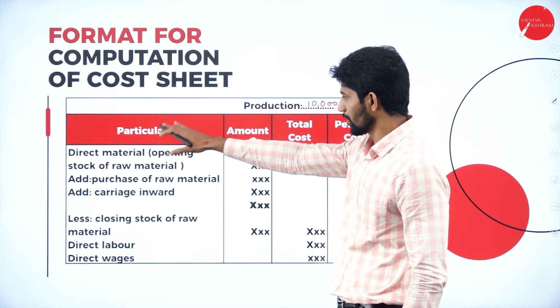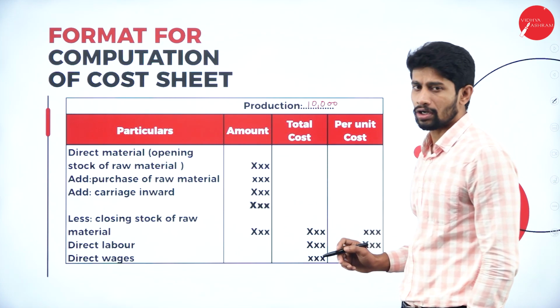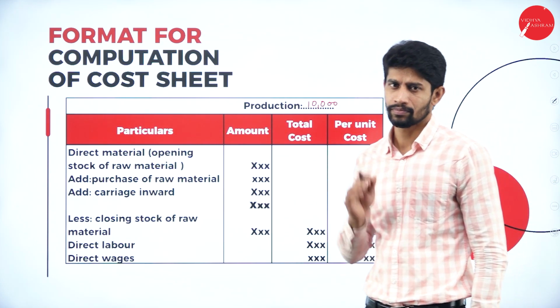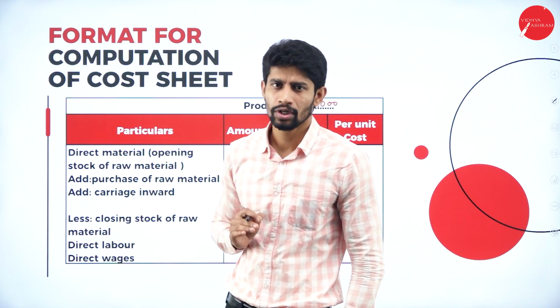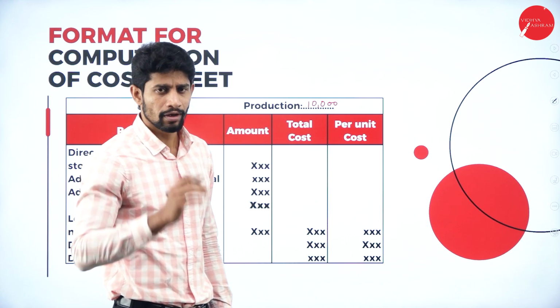Next, you are supposed to make 4 columns: particulars, amount, total cost and per unit cost. So you are supposed to make 4 columns.